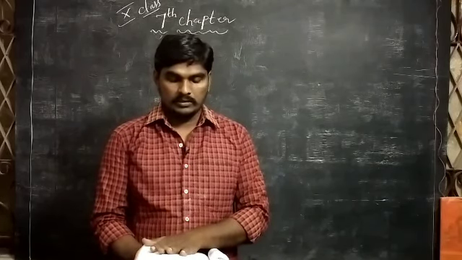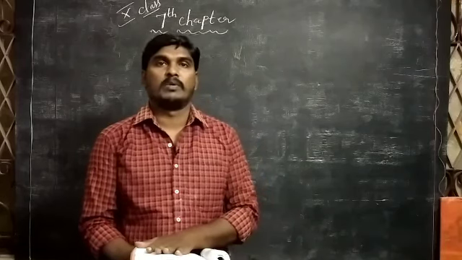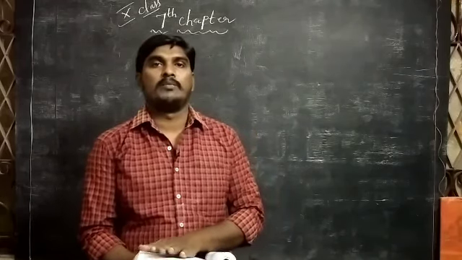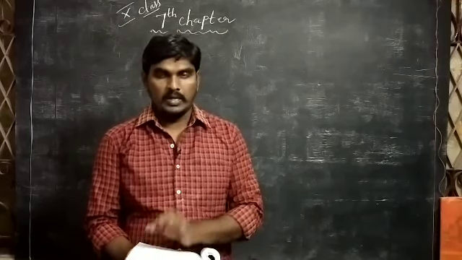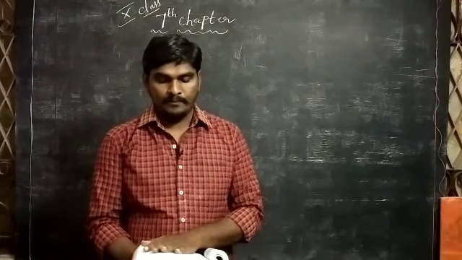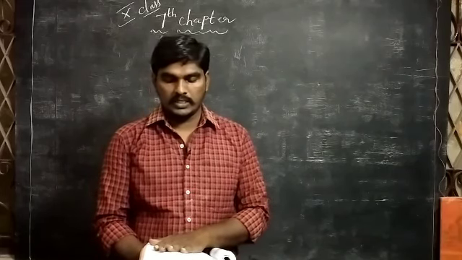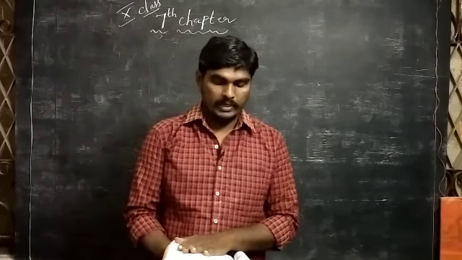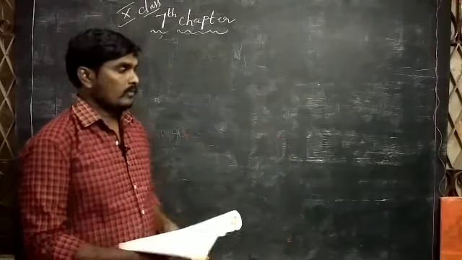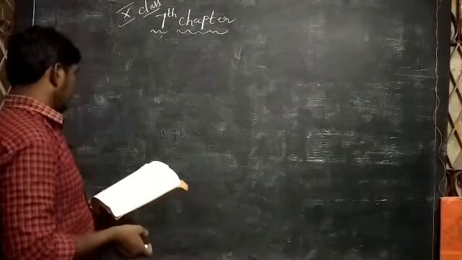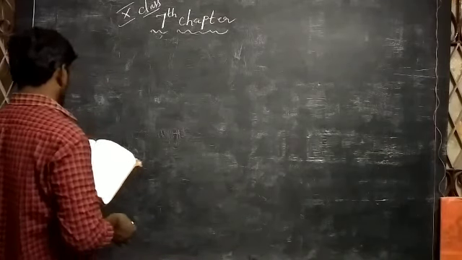The question is example number 9 from page number 167. Find a point on the y-axis which is equidistant from both the points A (6, 5) and B (-4, 3). Here we have to underline the words on y-axis, and the word equidistant. That is important. All of you must underline that.